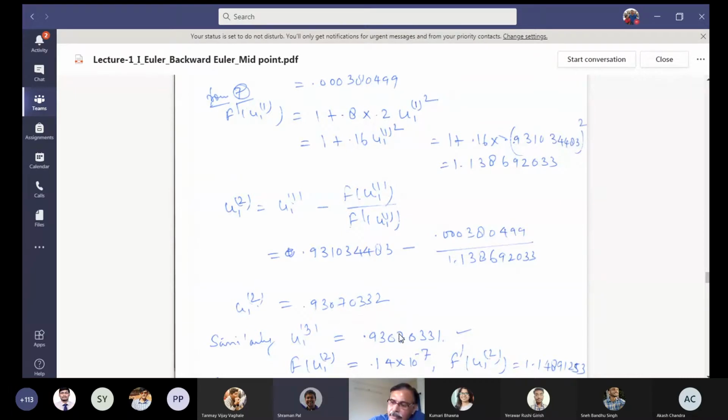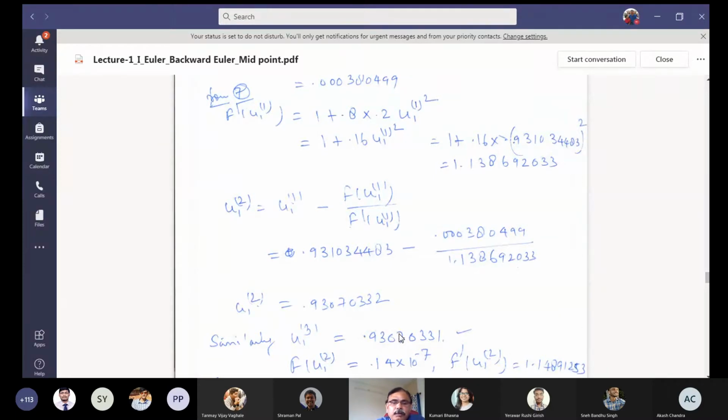U12? No, U13, up to U13 I have written, right? The last value I have written is U13. So whatever you have fixed for U1, put that U1 here. For example, 0.930703331. This value, that is your U1 value, will be the initial guess for your U2.